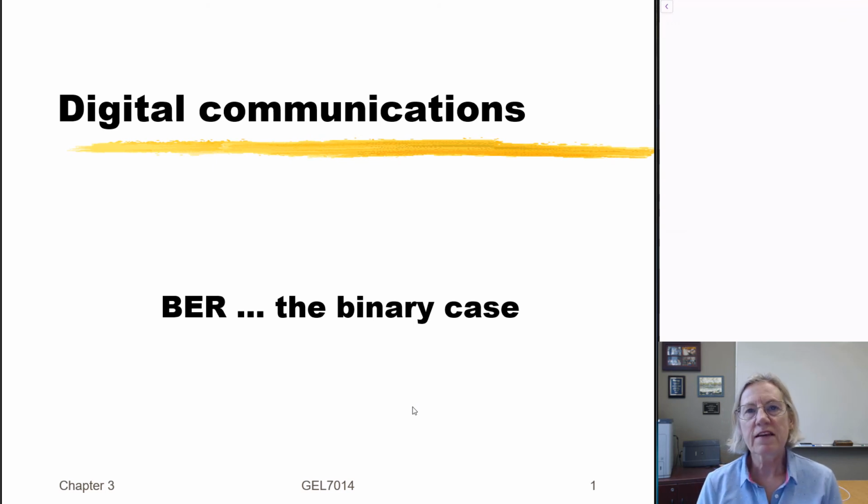Okay, so we've seen the equivalence between the matched filter receiver, which is a linear sampling receiver, and the results of the signal space analysis, which led to a correlator. And so now we're going to look at the next important outcome that we get from our signal space analysis.